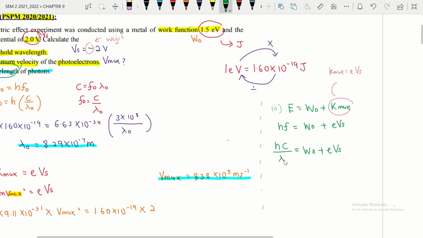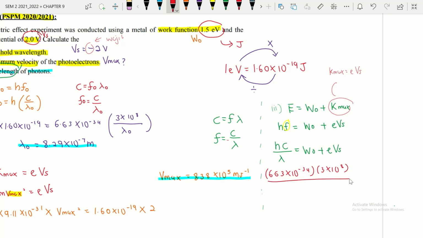Okay, so why I use this equation? Because I know c, speed of light equals to frequency times with the wavelength. So when I rearrange the equation, I will get wavelength equals to speed of light divided by frequency, and frequency equals to speed of light divided by the wavelength. So that's why I substitute my frequency with c over lambda. So now I already know my Planck constant 6.63 times 10 to the power of negative 34, and my speed of light is 3 times 10 to the power of 8. And we are looking for the wavelength of the photon.